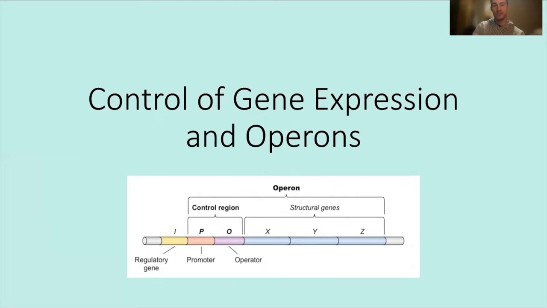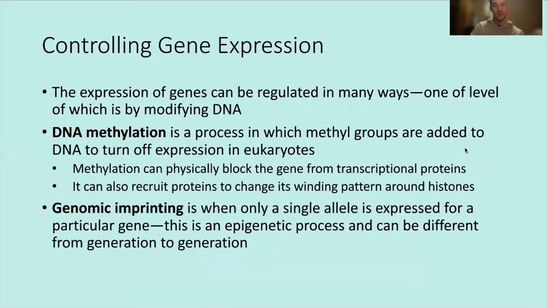So, control of gene expression and operons. The expression of genes can be regulated in many ways, one of which is by modifying DNA. DNA methylation is a process in which methyl groups are added to DNA to turn off expression in eukaryotes.